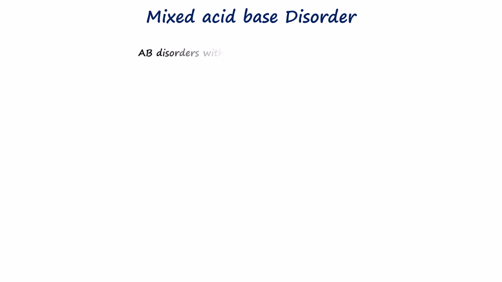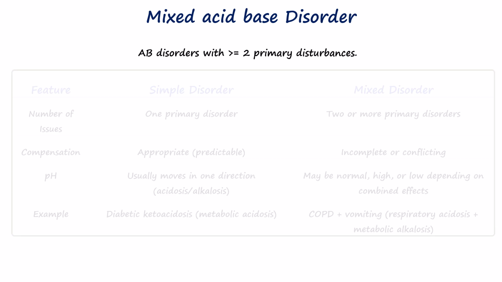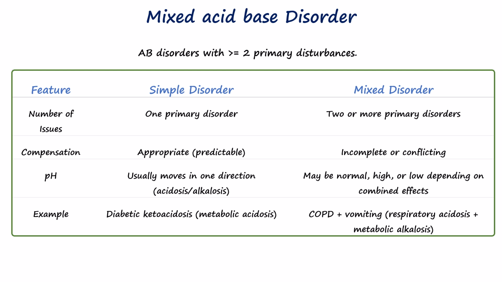First things first, what is a mixed acid-base disorder? Well, it is an acid-base disorder that occurs when 2 or more primary disturbances are present simultaneously in a patient. Here in the table, I have laid down some key differences between simple and mixed disorders.